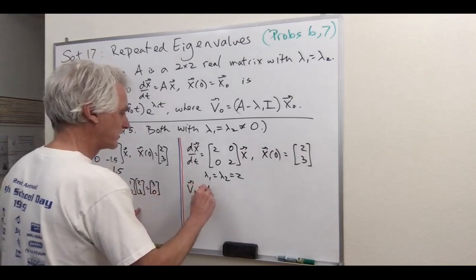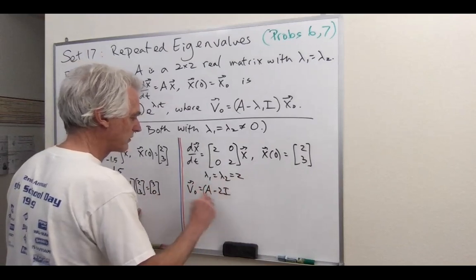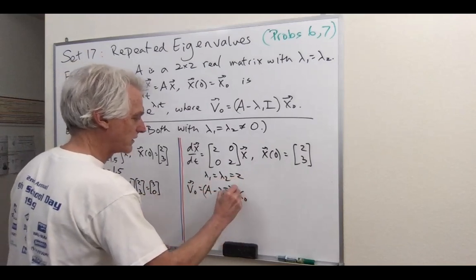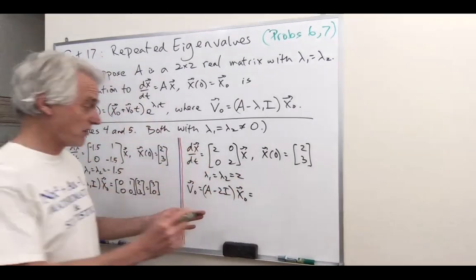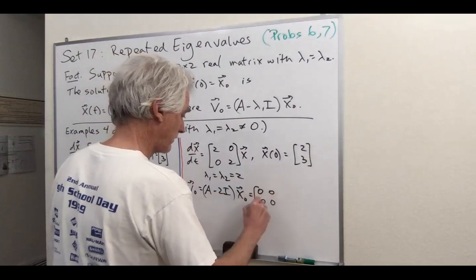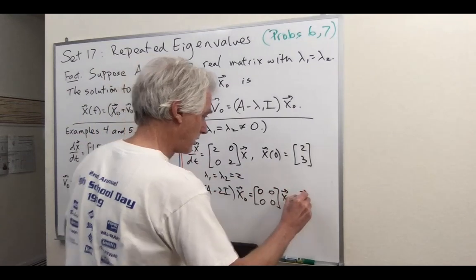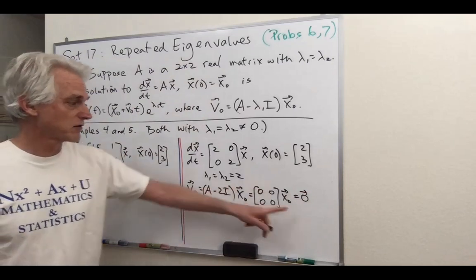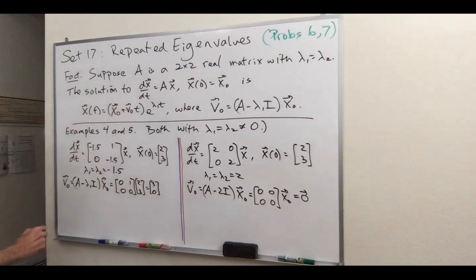Over here, v naught is going to be A minus 2I, we'll call it. Lambda 1 is 2 times x naught. Here, A minus 2I is 0, the 0 matrix. So here, the velocity vector v in this case is 0 for any x naught. So now we're ready to write down the solutions.